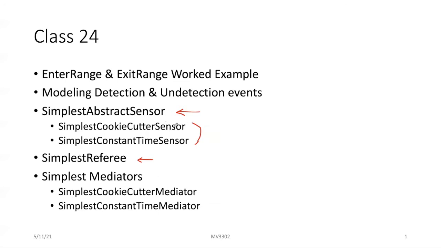And then for the idea of modeling this time to detection, it is done by a pair. So the simplest cookie cutter sensor pairs with the simplest cookie cutter mediator, and the simplest constant time sensor will be paired with the simplest constant time mediator. And all of that is because, as we went through before, the sensor itself shouldn't be responsible for scheduling these detections. So it's this mediator that kind of represents the process of detecting a target once it's gotten into range.